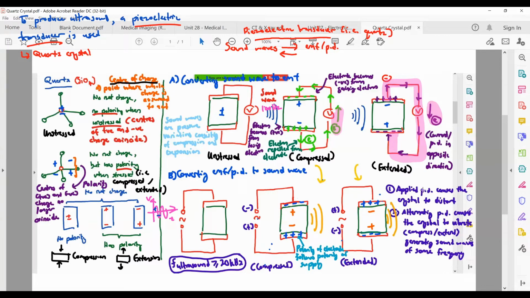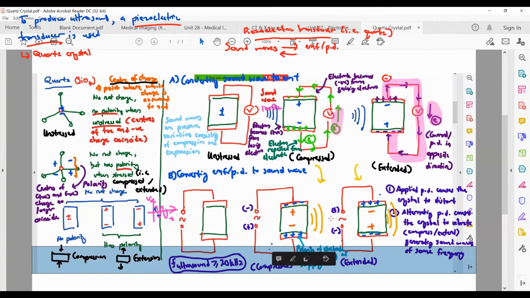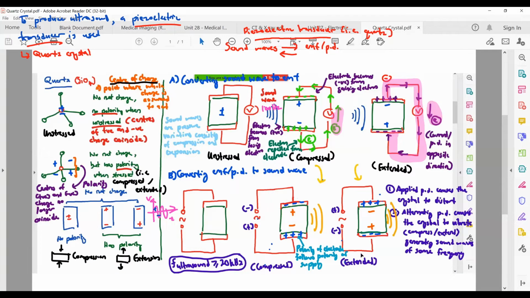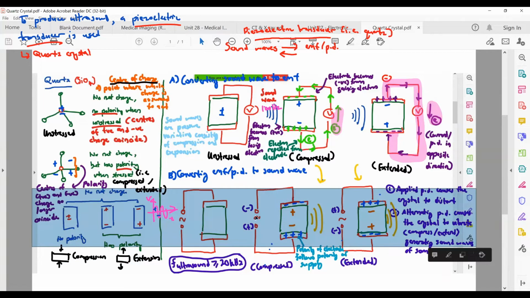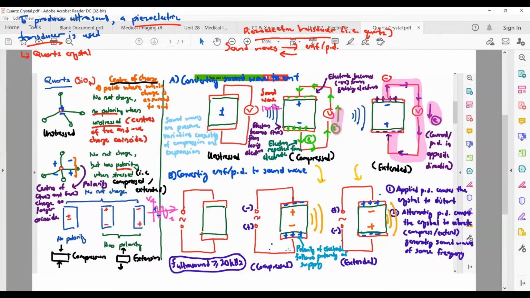Here we'll just say that an applied PD causes the crystal to distort. If you have negative positive here, it will become compressed. If you have positive negative here, it will cause the crystal to extend. If you have alternating PD, it means that the polarity keeps changing. That means your crystal will keep compressing and extending. It will now vibrate. So when it vibrates, it now produces sound wave of the same frequency.